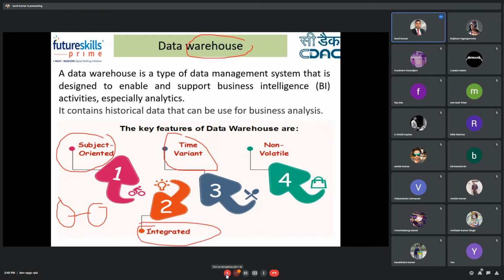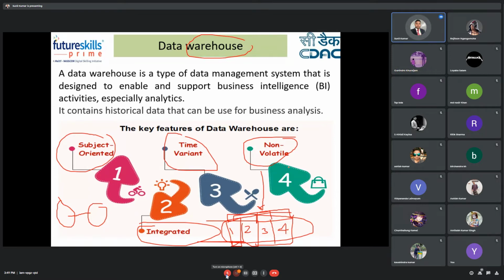Integrated. There is no possibility that if you have stored data of 1st August, then data of 2nd August will be stored separately. No, all data will be integrated together, and at the end, this data will be called for the month. Suppose 1st August data, 2nd August data, 3rd August data, and 4th August data. Now all data will be integrated together, and when you perform the analysis, you will use all 4 days of data. Understand? And non-volatile. Non-volatile means data will be stored permanently.